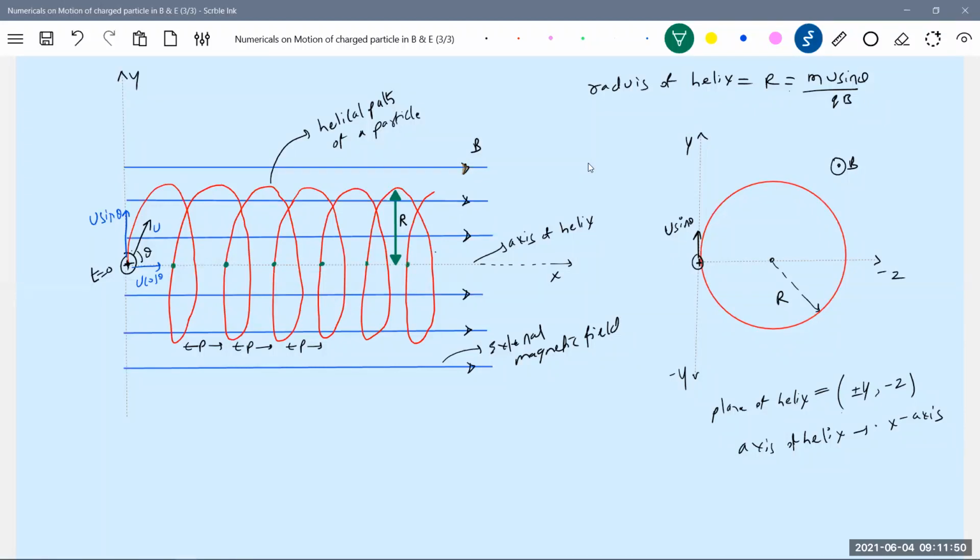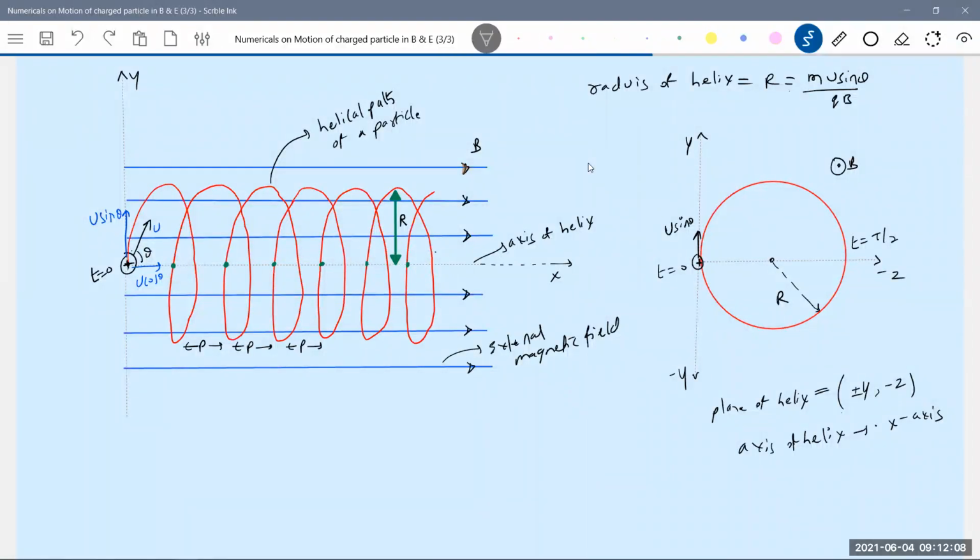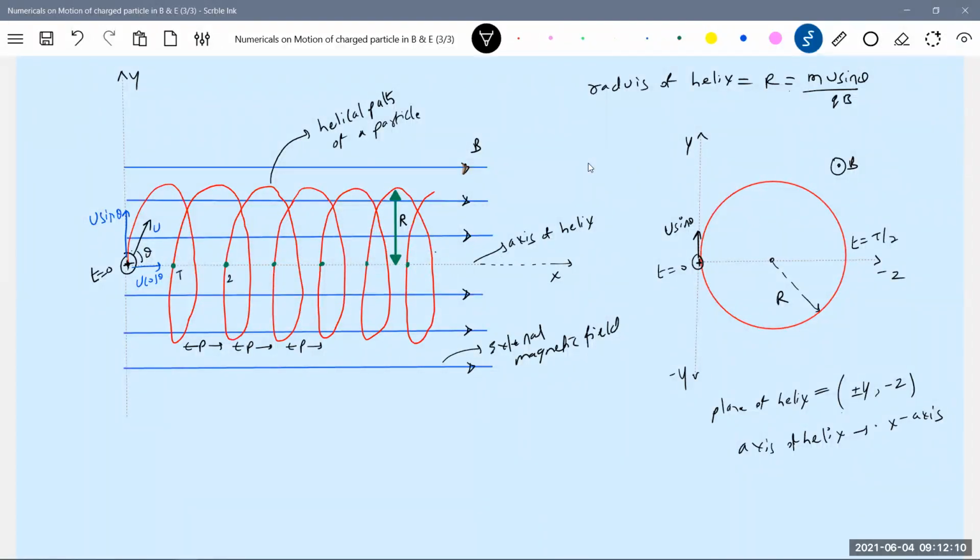So it will be like this. At t equal to 0, I'll write it at least here. Here it will be t equal to T by 2. So now, what is the instant of time here? T by 2. This will be T, capital T. Nearby it, I'll write here: this will be T, this will be 2T. And this will be T by 2, this will be 3T by 2, this will be 5T by 2, this will be 3T.